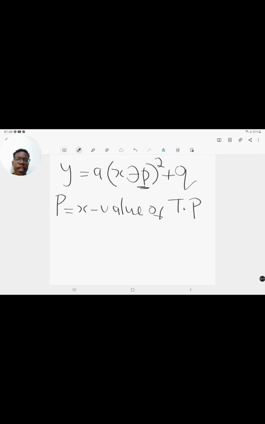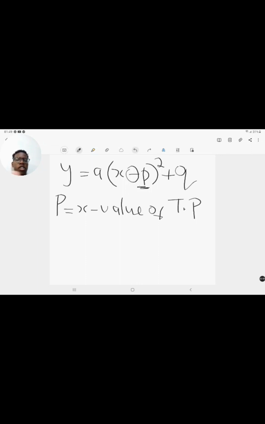Now, whatever sign you have here, so you see you have a negative here, right? If you have a negative here, it means that the x value of the turning point is the opposite of that sign, so it's positive. So if you have a negative there, then the x value is going to be positive. If you have a positive there, then the x value of the turning point is negative.